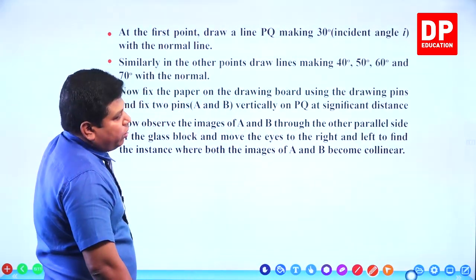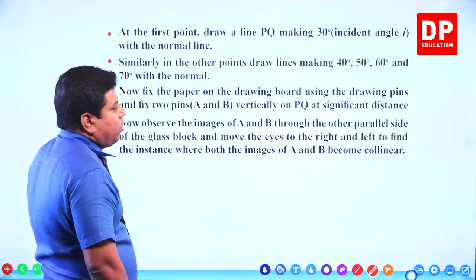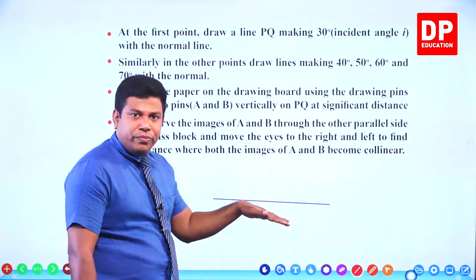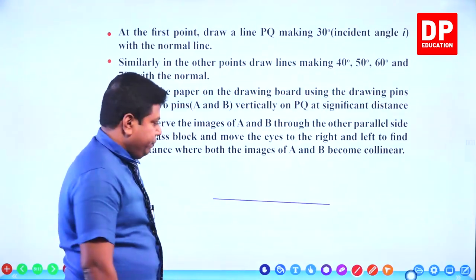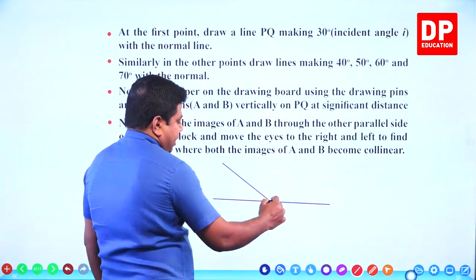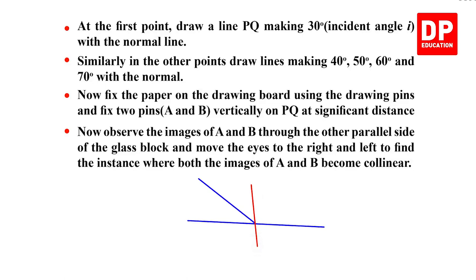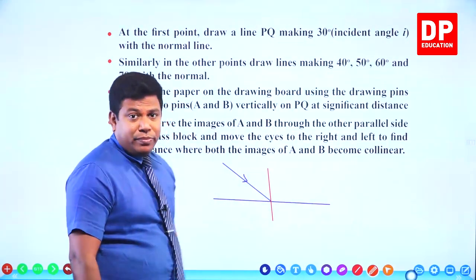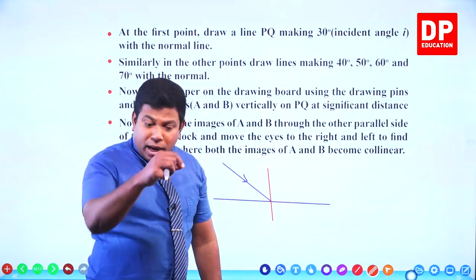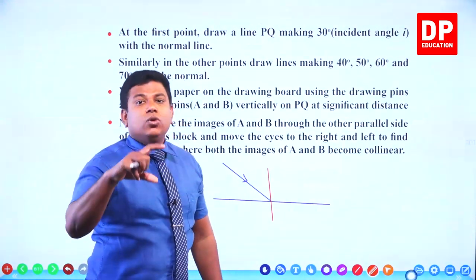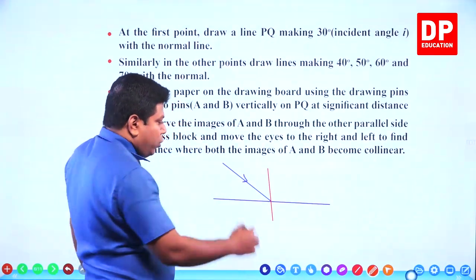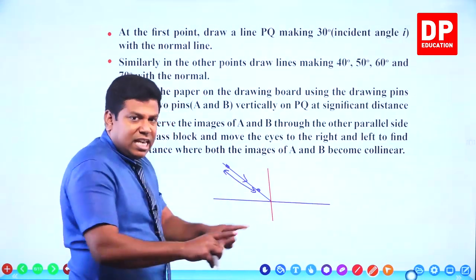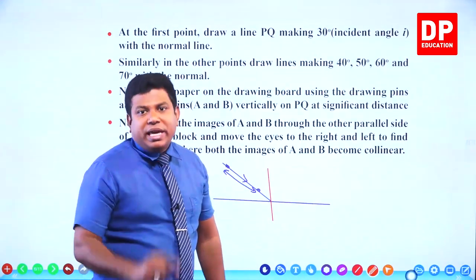Now fix the paper on the drawing board using the drawing pins. And fix 2 pins vertically on PQ at significant distance. Now this is my border, the glass edge. And this is my incident ray. This is my normal. What did we say? We are going to fix 2 pins to mark the incident ray. When you are fixing those 2 pins, make sure you fix them at maximum distance. Keep the distance as much as possible. I will tell you why.